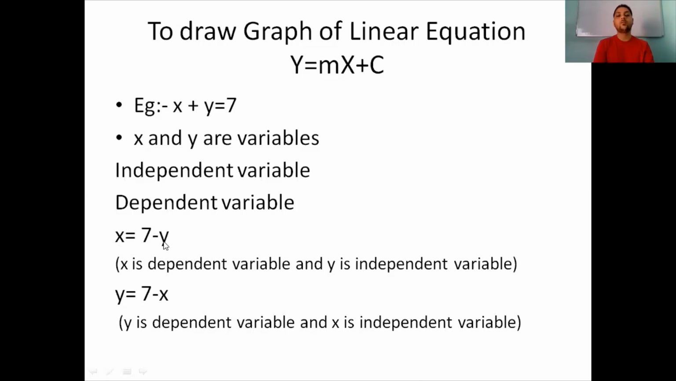We can have any value of y and its value will affect the value of x. So x will depend on the value of y here. Similarly, when we take x on the other side and y on the same side, we have y is equal to 7 minus x. Now in this case, y is the dependent variable and x is the independent variable. So we can choose any dependent and independent variable and get points for the Cartesian plane here.